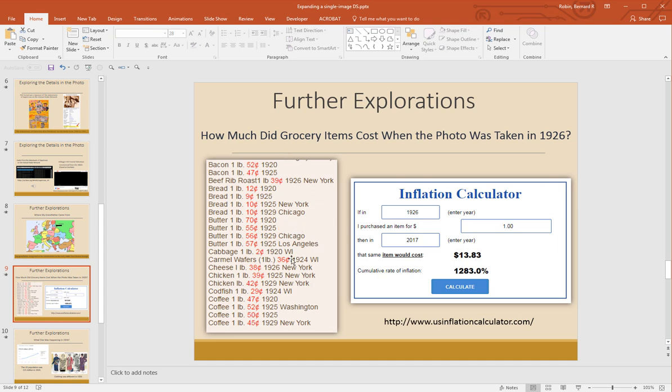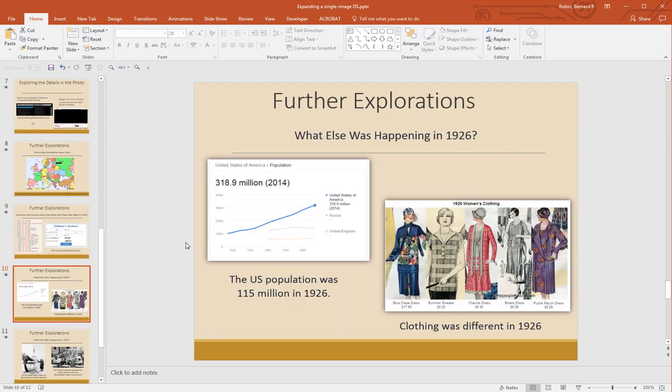And I also found these items over here showing what grocery items cost in 1926 in some of the major cities in the United States. So, for example, you can see that butter was pretty expensive in 1920, but it actually went down in 1925. And you can look at cheese and chicken and coffee. And again, wonderful topics for exploration in a classroom where you would have students perhaps do explorations on their own.